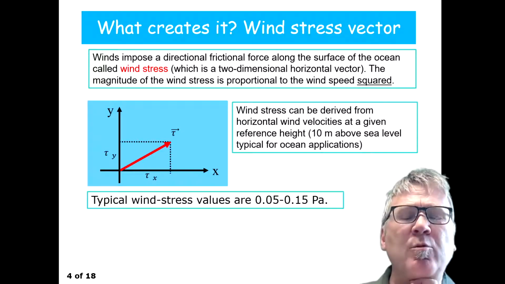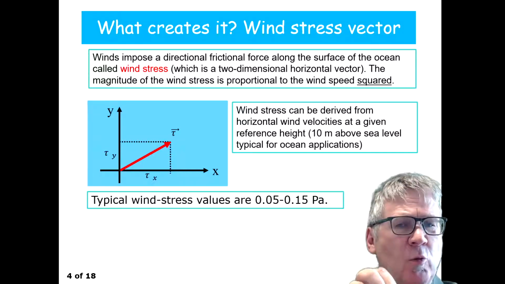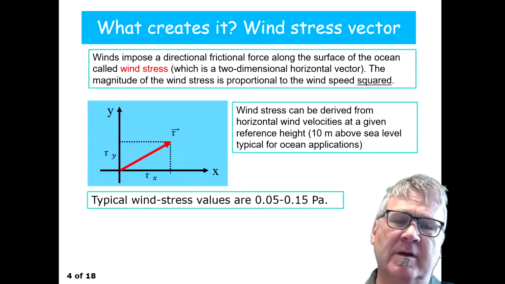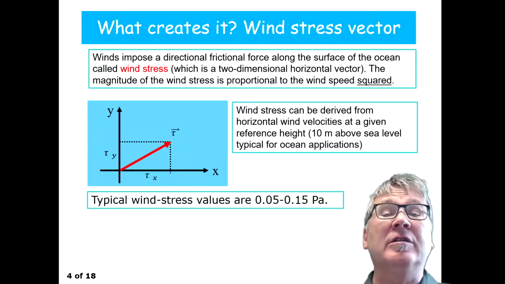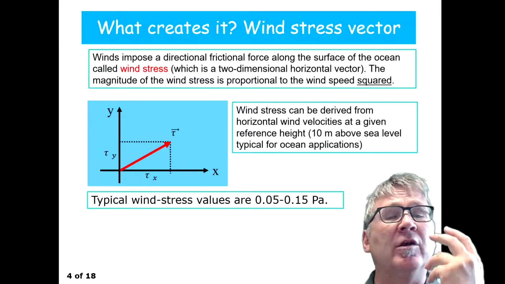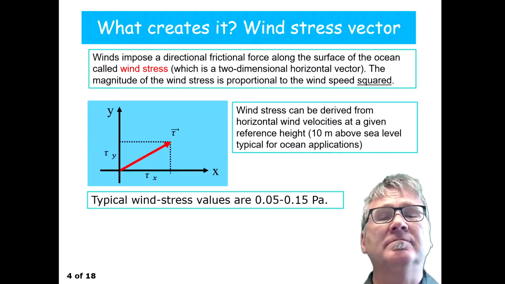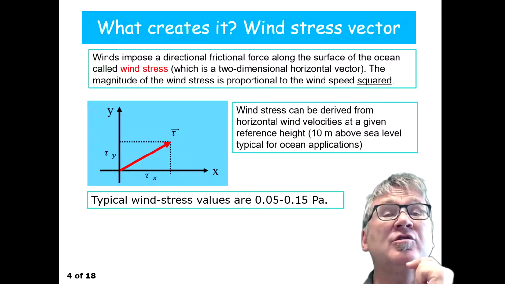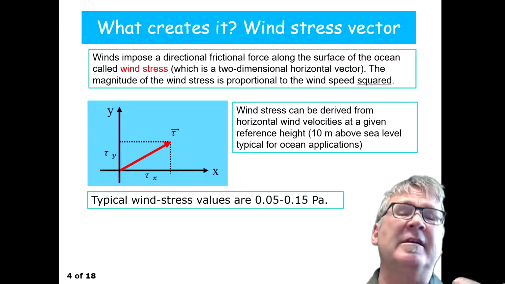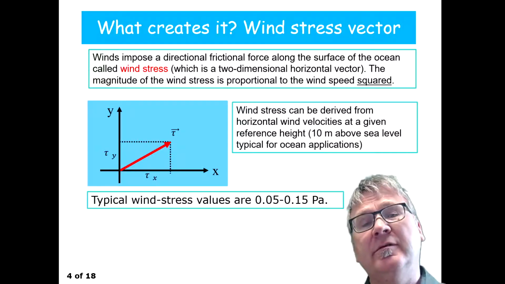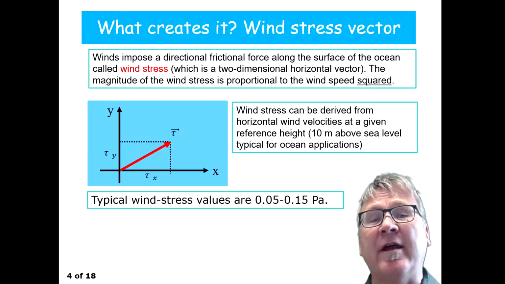So let's just take one step back. We're talking about the wind stress. So the wind stress is a directional frictional force operating along the surface of it. Okay, it's a two-dimensional vector, and a vector is something that has a certain magnitude and a certain direction.